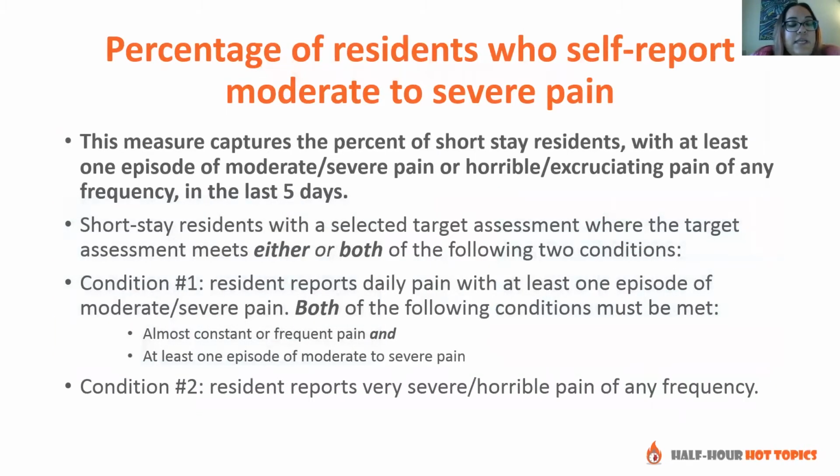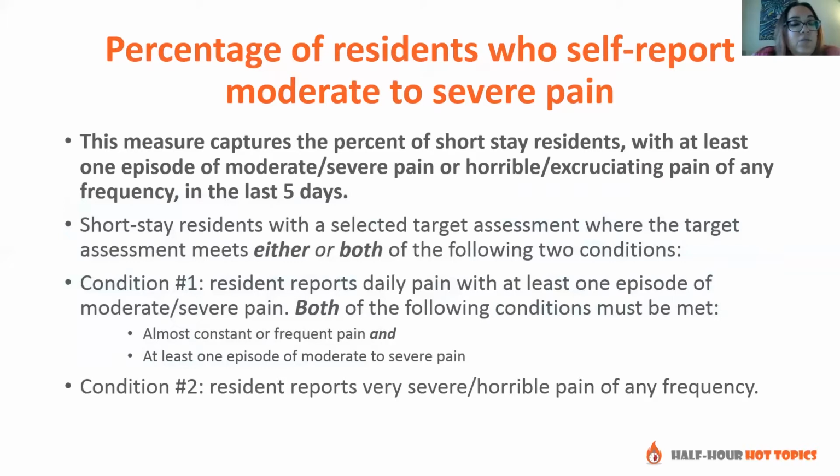This measure captures the percentage of short-stay residents with at least 1 episode of moderate to severe pain or horrible, excruciating pain of any frequency in the last 5 days. Short-stay residents, so again, anyone who's been in your facility 100 days or less, with a selected target assessment where the target assessment meets either or both of the following 2 conditions.